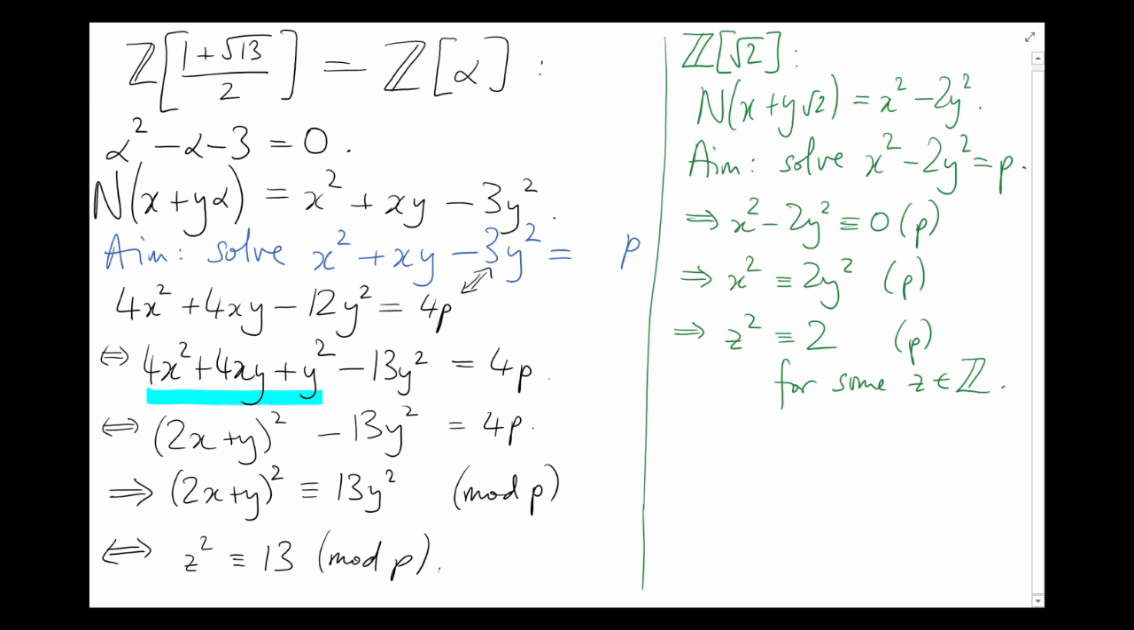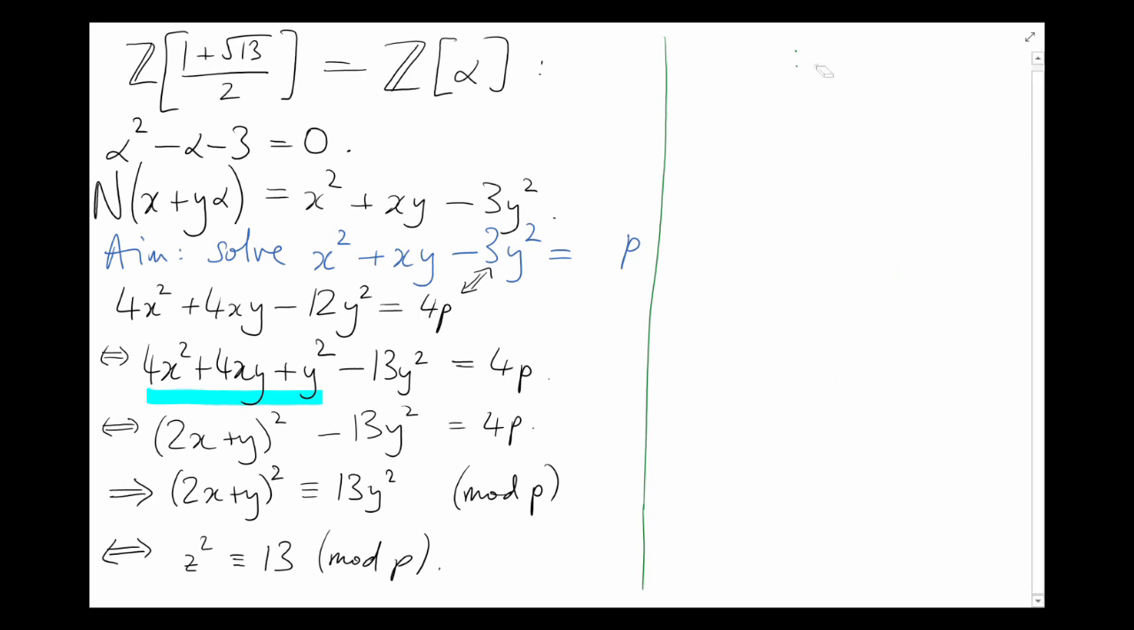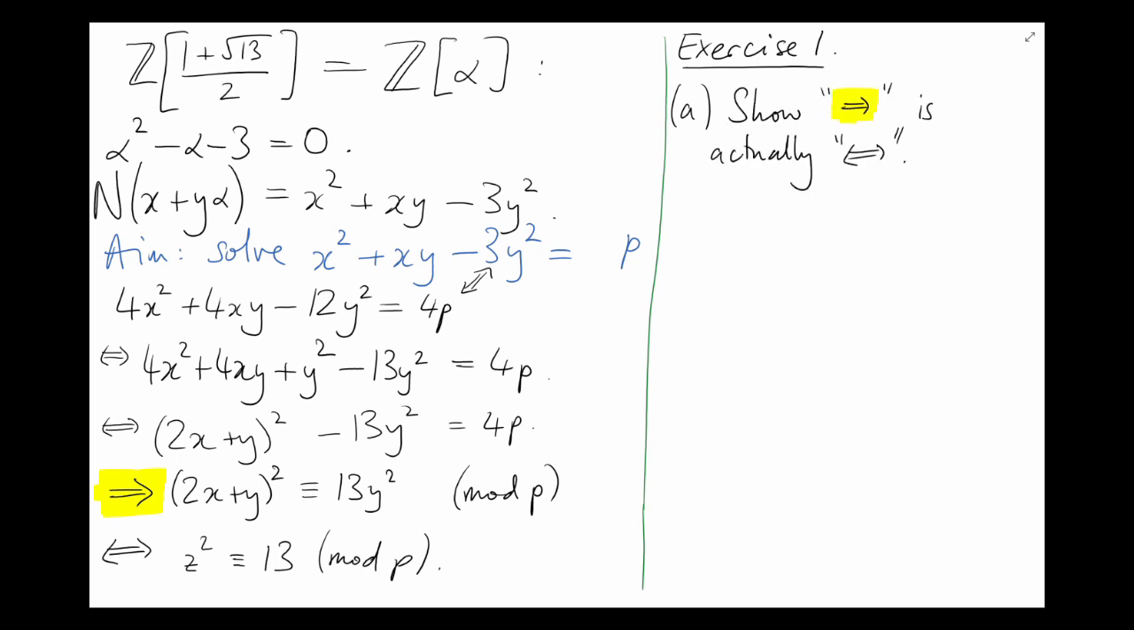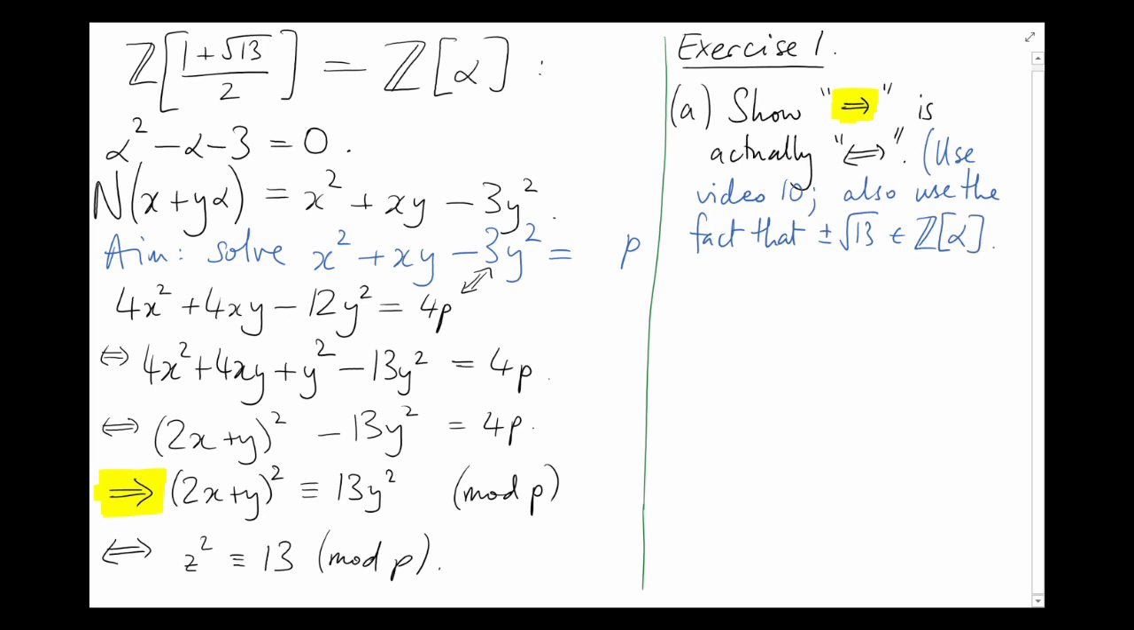Here are a few exercises for you. Firstly, just like back in video 10, we've only proved the rightwards implication here. Show that this is actually an if and only if statement. Use the proof we gave for Z adjoin root 2 back in video 10, and it'll also be helpful to use the fact that both square roots of 13 are in Z adjoin alpha, and that Z adjoin alpha is a UFD.